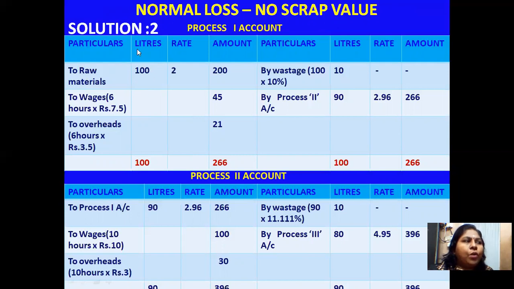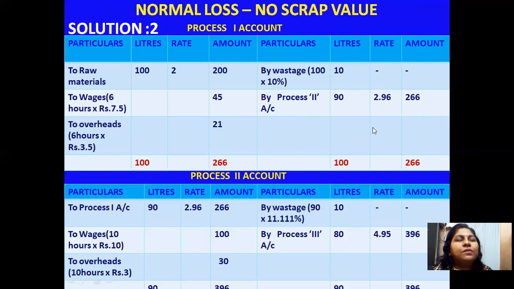So what is my input? 100. On that 100, 10% means what is the wastage? 10 liters. I put a hyphen mark in the rate column and amount column because this wastage doesn't have a recovery value as per this problem. So I showed a hyphen mark in the rate and amount column.